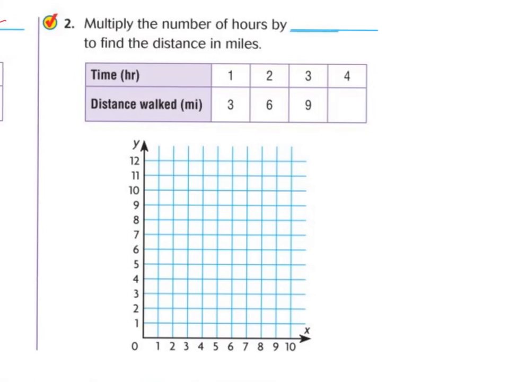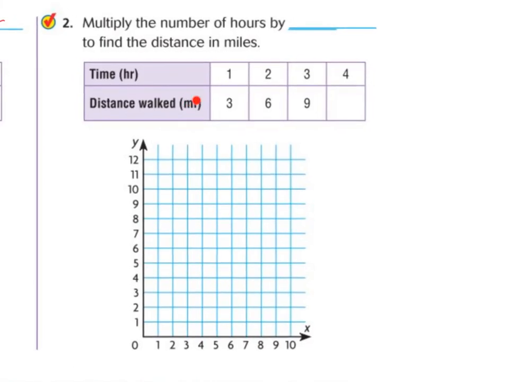So hour is time, and to get the distance walked. So this is our x and this is our y. Go ahead and graph those points. Well, they should already be graphed, but now we need to graph these points. So if the hour is the x, I go over left to right 1 and up 3. So my point should be there. 2 is 6, so 2 and up to 6. 3 and up to 9.